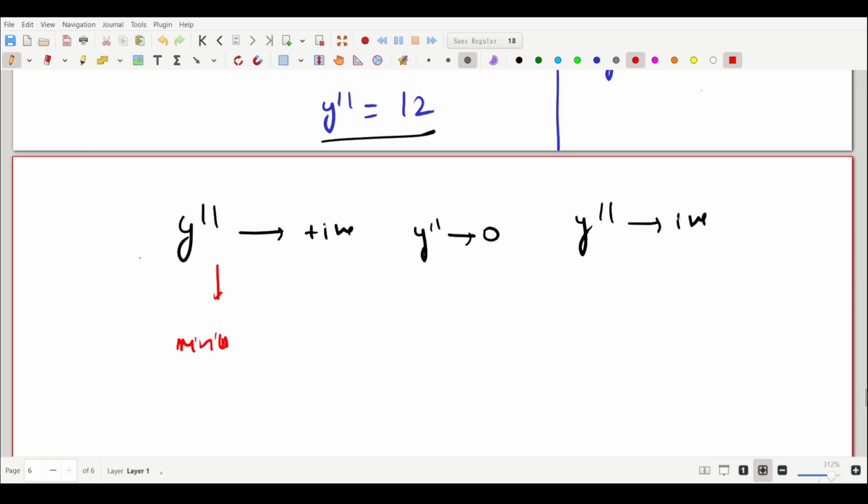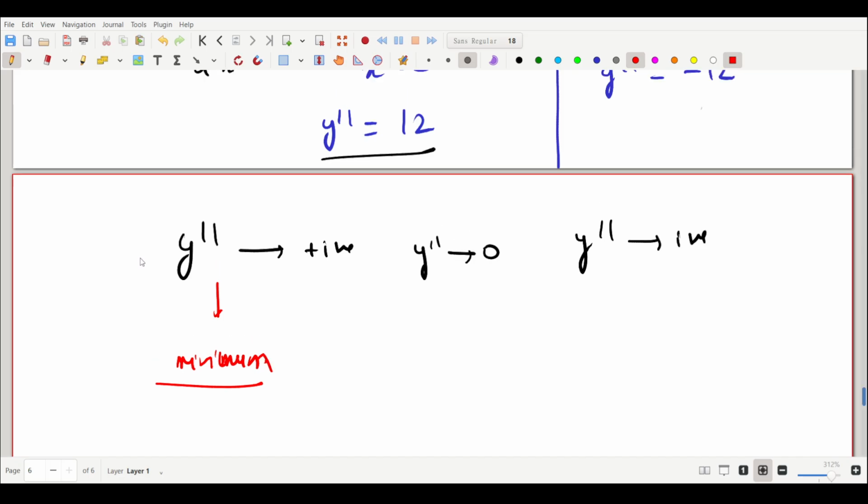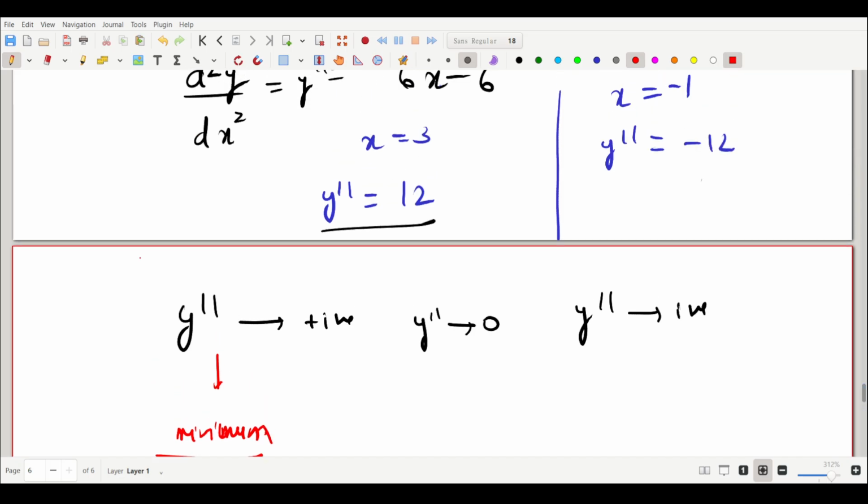That means when you put x equals 3, out of all the infinite possibilities, x equals 3 will give you the minimum possible value of y always, because double derivative is positive. If double derivative is negative, then it will be telling us the maximum possible value is known at this point.